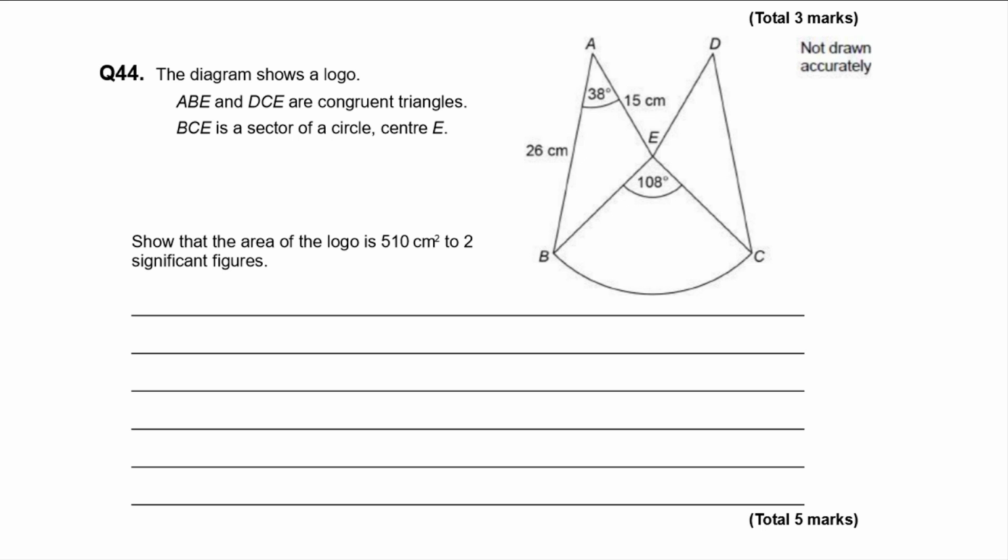Question 44. The diagram shows a logo. ABE and DCE are congruent triangles. BCE is a sector of a circle, center E. Show that the area of the logo is 510 square centimeters to 2 significant figures.